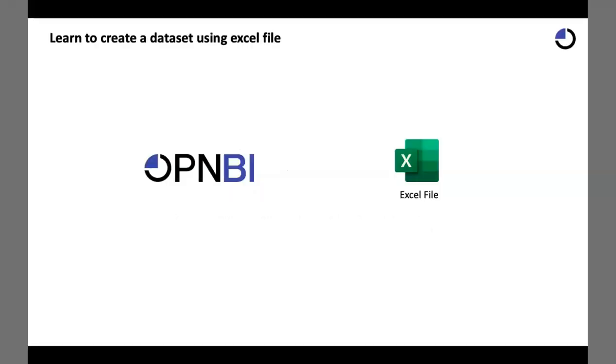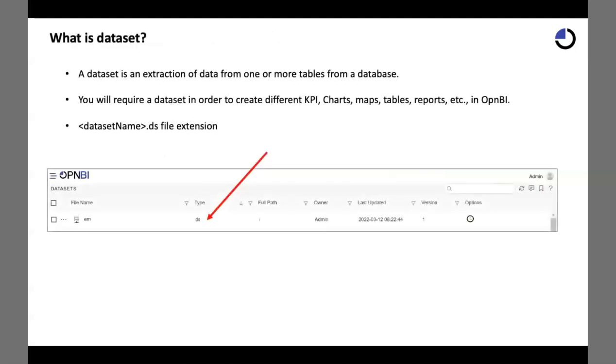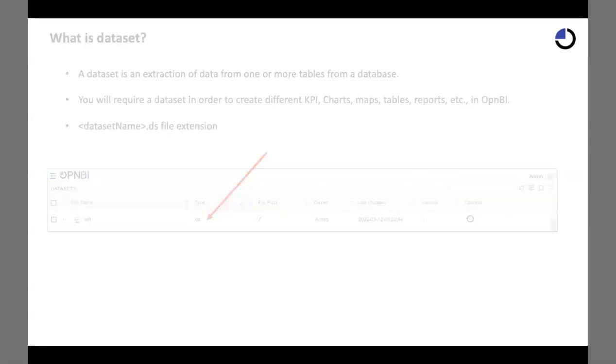Hi everyone! In today's video, I am going to show you how to create a dataset using the Excel file in OpnBI. A dataset is an extraction of data from one or more tables from a database. You'll require a dataset in order to create different KPIs, charts, maps, tables, reports, etc. in OpnBI. A dataset can be recognized with the .ds file extension.